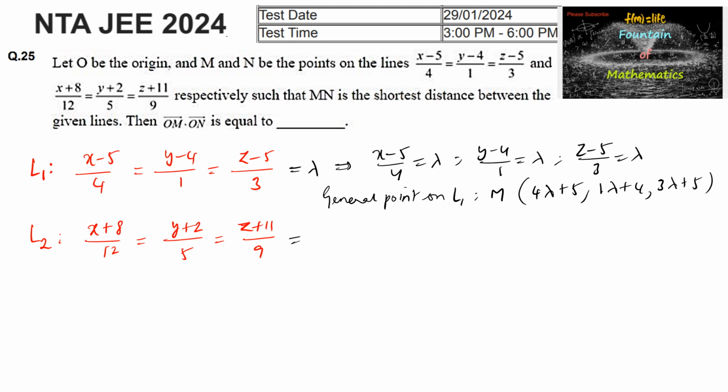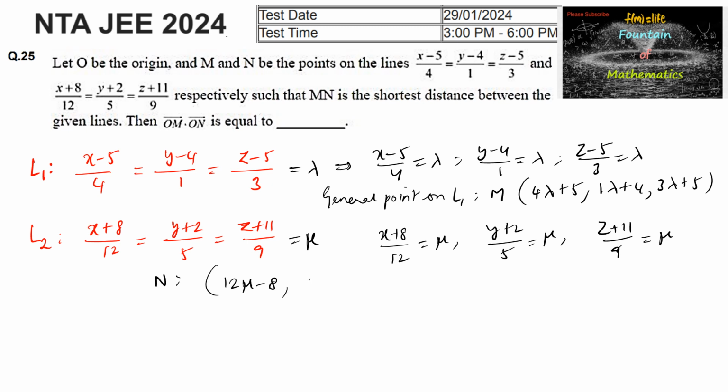Similarly, if we consider mu, a general point on L2, say N, we can consider (x + 8)/12 = mu, (y + 2)/5 = mu, (z + 11)/9 = mu. So we can write the point as (12 mu − 8, 5 mu − 2, 9 mu − 11). So we got the two points here, M and N, and also the direction ratios of the first line.